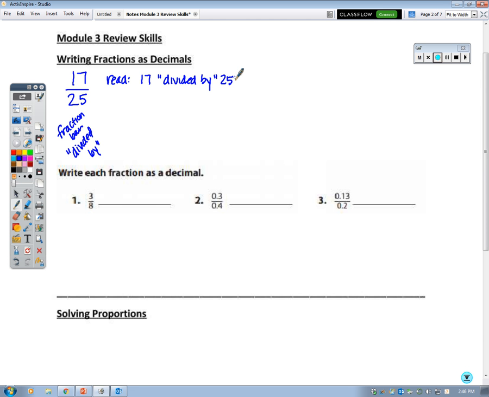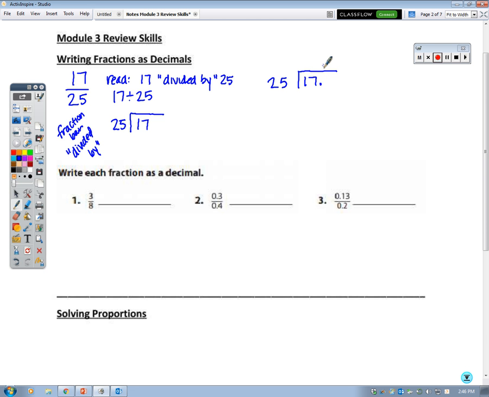The most common error that we have here when we are converting fractions to decimals is reversing the numerator and denominator. You can always think this way as well: when you have 17 divided by 25, you can rewrite it this way, or you can think the top number goes inside the division box. So 17 divided by 25. Divide the numerator by the denominator. I'm going to put this over here where I have a little more room. So 17 divided by 25.